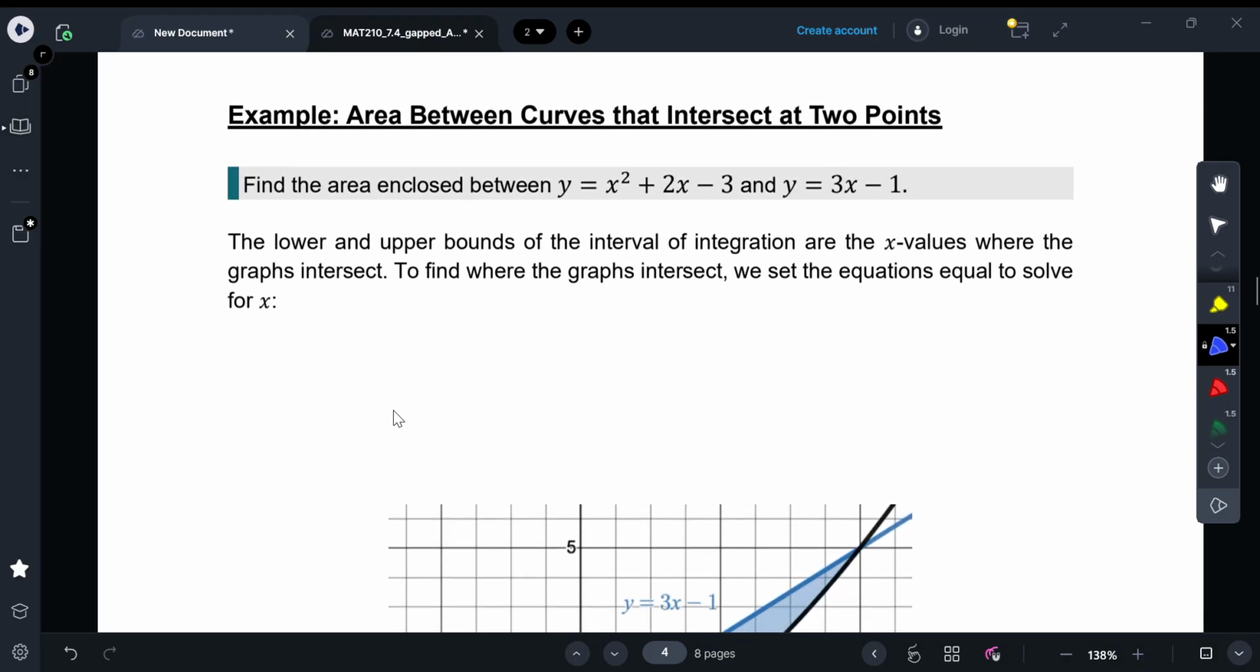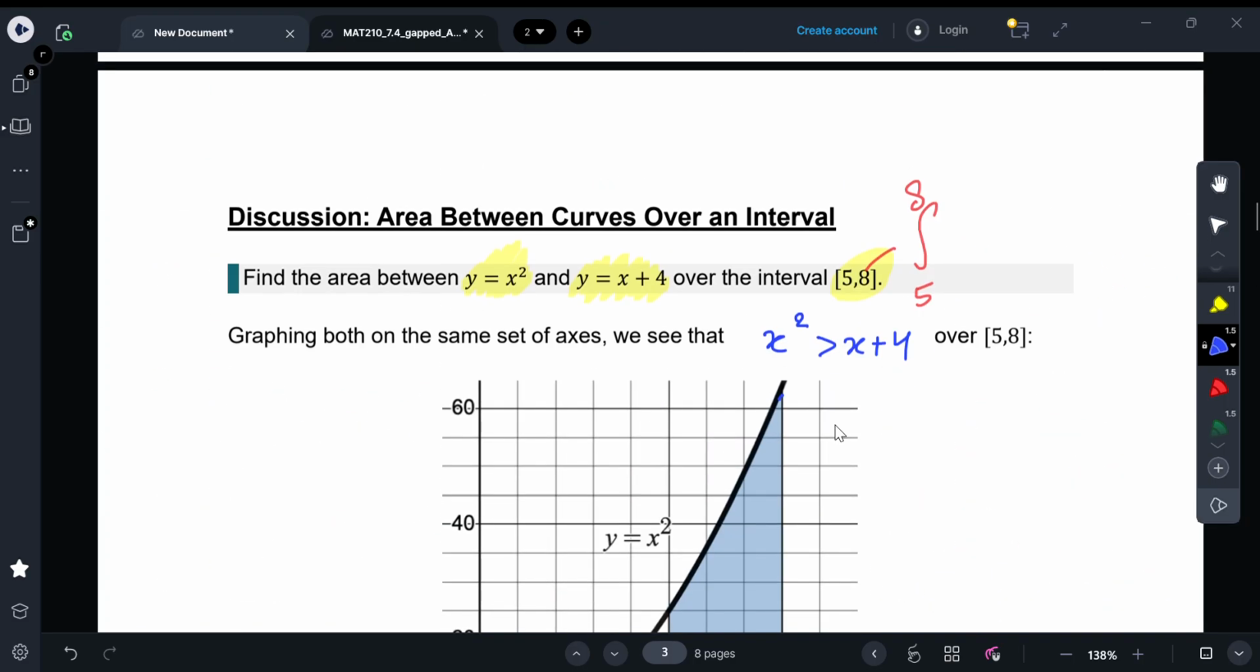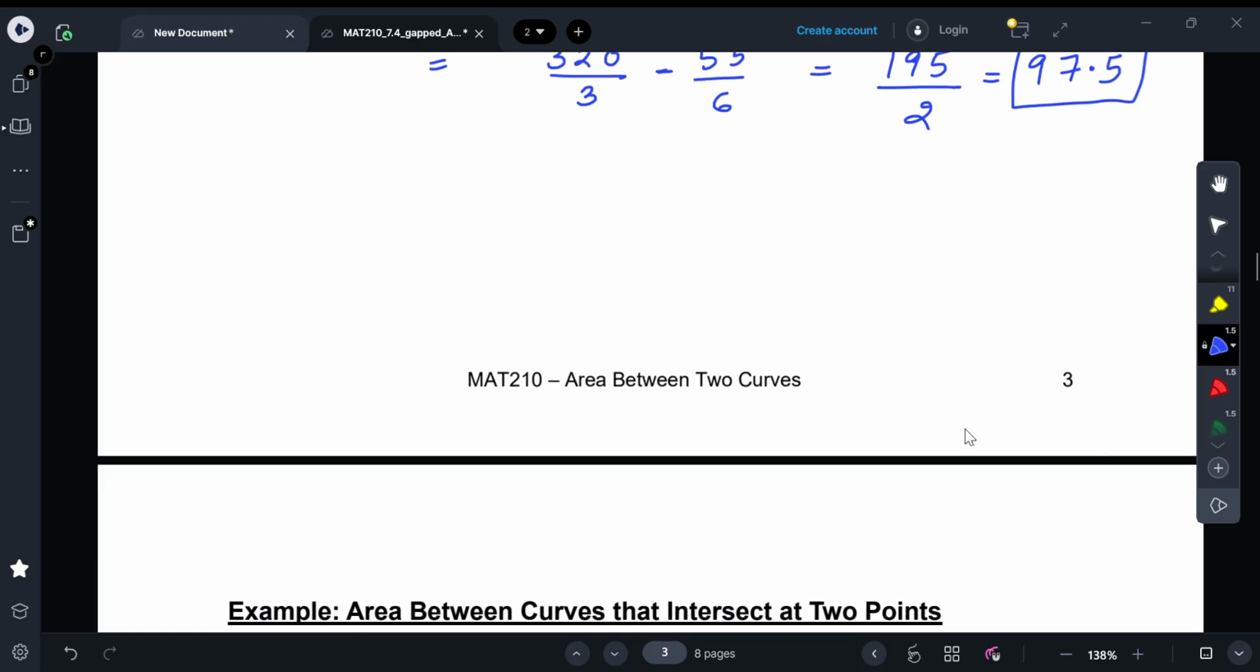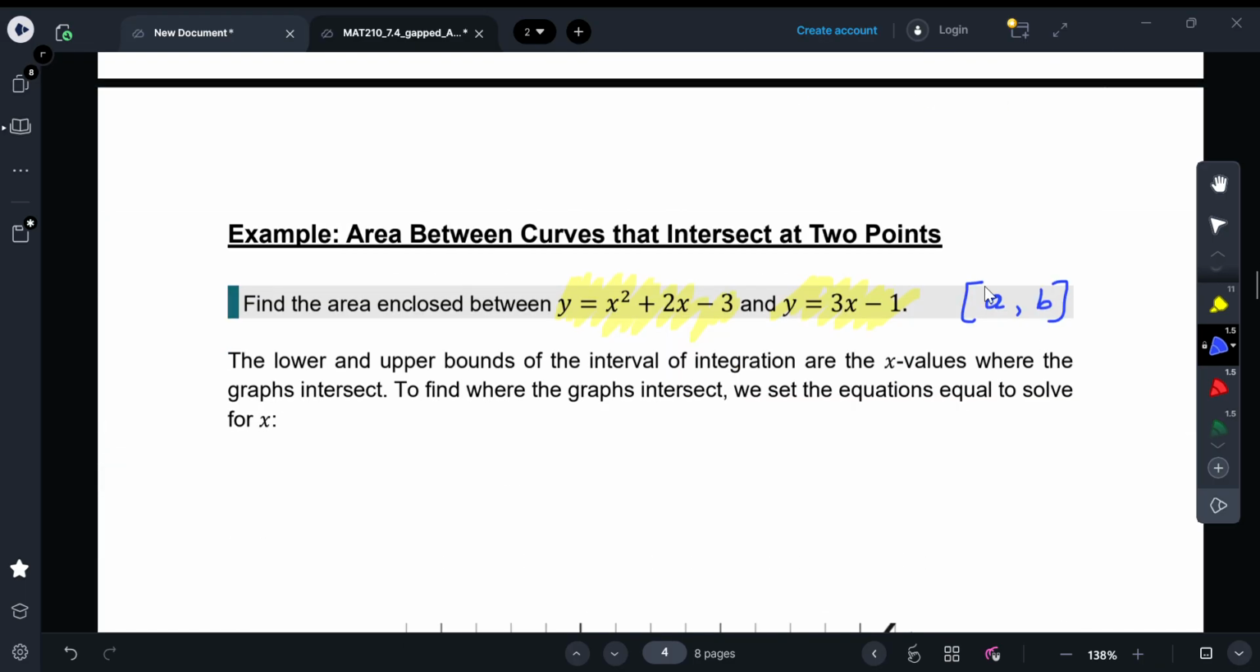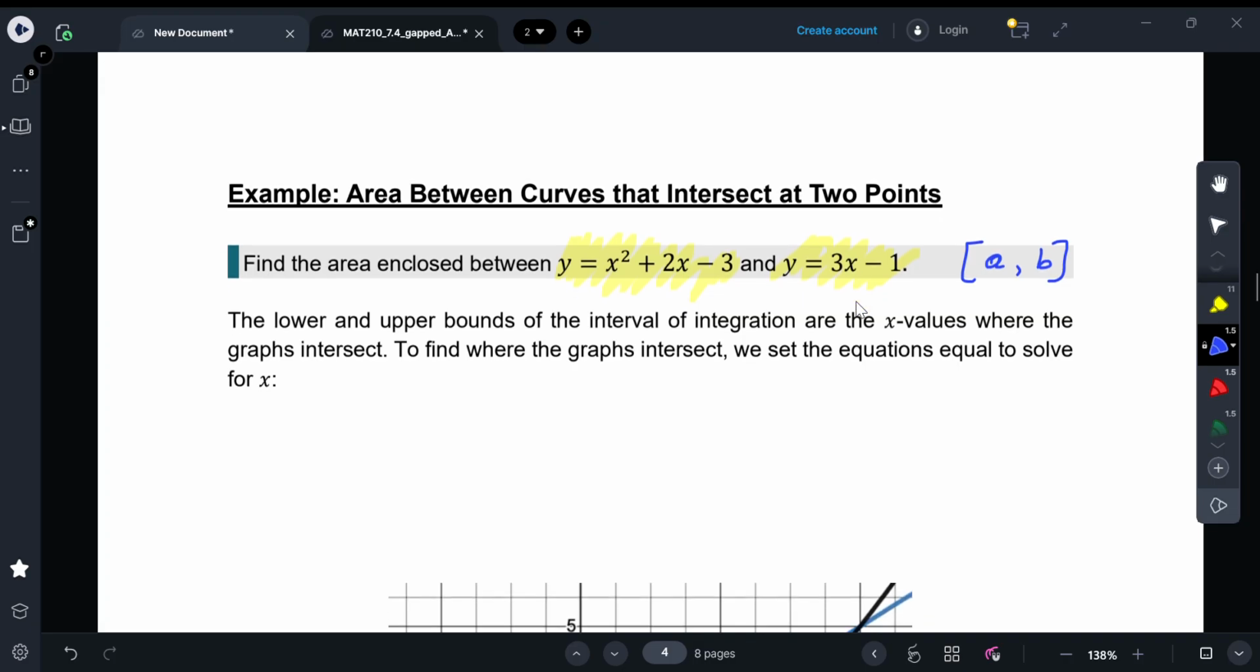Let's do one more example. Same thing, I'm given two functions. Y equals a quadratic here, and then the second function is a line. The lower and upper, sometimes they don't tell you. You see, the interval is not given here. The a, b, like it was given in the previous question, you were given 5, 8, right? The upper and lower limits were given to you. Sometimes that's not given. So what do you do? You have to find this area. In this case, you make both functions equal to each other and find the intersection points.